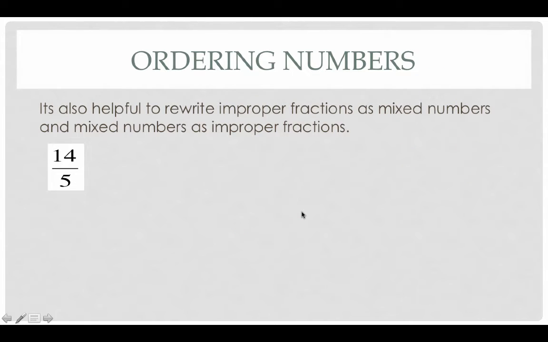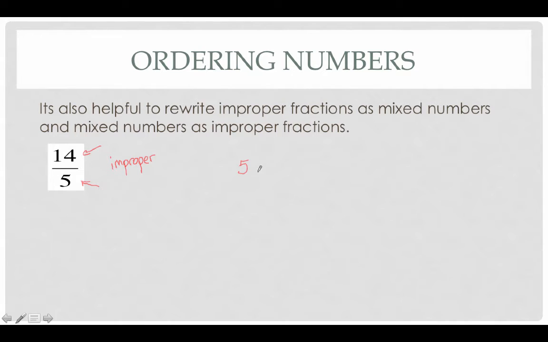It's also helpful to rewrite improper fractions as mixed numbers. When I say improper, what I mean is the numerator is larger than the denominator. So this would be called an improper fraction, 14/5. Well, let's change it into a mixed number, and a mixed number is a mixture of whole numbers and fractions. So to do that, we have to do some division. This is 14 divided by 5. I can think of this as a division problem.